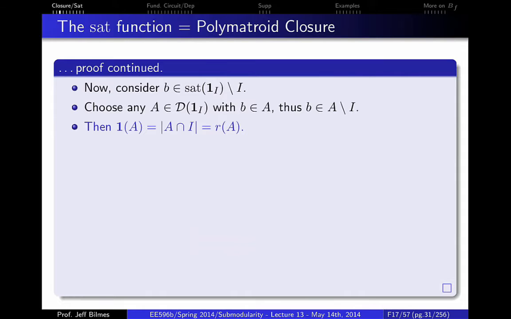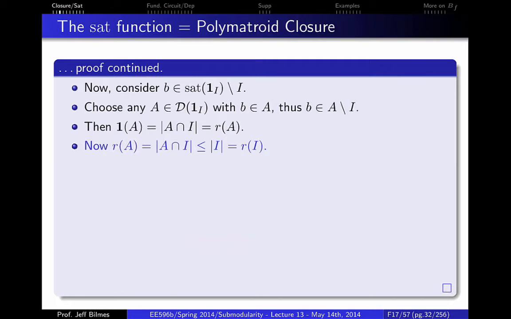Now, if we look at the one vector of A, that's equal to this, which is equal to the rank of A. Okay? Now, why is that? Because A is a tight set, right? So we're using the tightness in order to give us rank. We're choosing A in the set of tight sets, and so this is just the definition of tightness, but it immediately gives us the rank of the set. So tightness gives us the rank or the valuation.